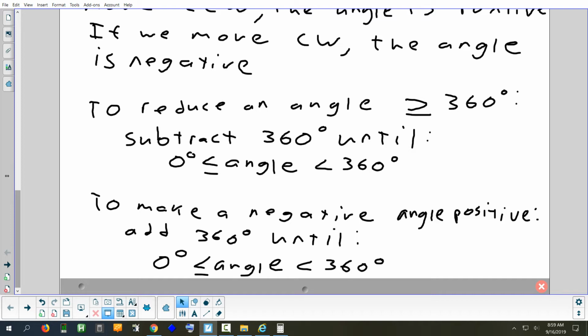Okay, so any questions on that idea? Okay, this adding and subtracting 360 is purely for us. It just makes it easier for us to draw the angle on the circle. If you tell me 3,000 degrees, I'm like, that's way too many times around. I can't figure that out. So I'm going to make it smaller.